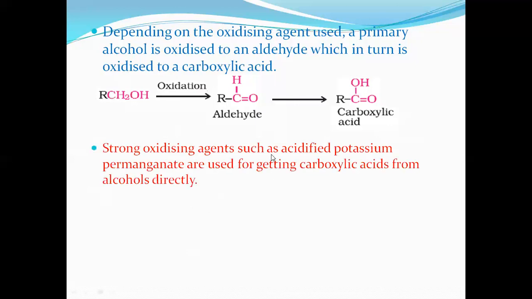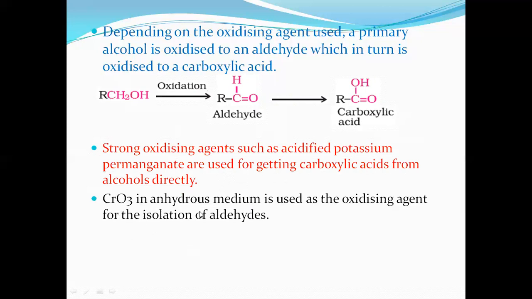Strong oxidizing agents such as potassium permanganate are used for getting carboxylic acid from aldehyde or from alcohols directly. Chromium oxide, CrO3, in anhydrous medium is used as the oxidizing agent for the isolation of aldehyde. That means we want to separate at this stage only, so mild oxidizing agents have to be used, such as chromium oxide. Instead, if you use potassium permanganate, which directly converts into what? Alcohols to acid. Remember, because KMnO4 is a strong oxidizing agent.